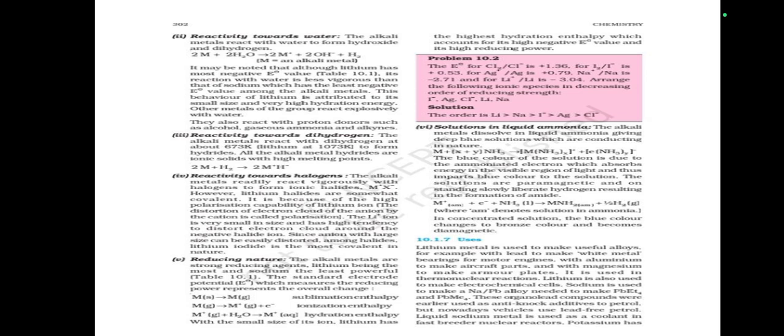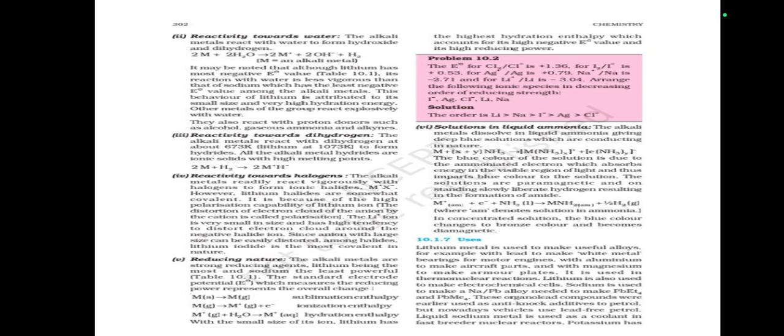Sodium is used to make sodium-lead alloy needed to make PbEt4, PbMe4. These organolead compounds were earlier used as additives to petrol, but nowadays vehicles use lead-free petrol.